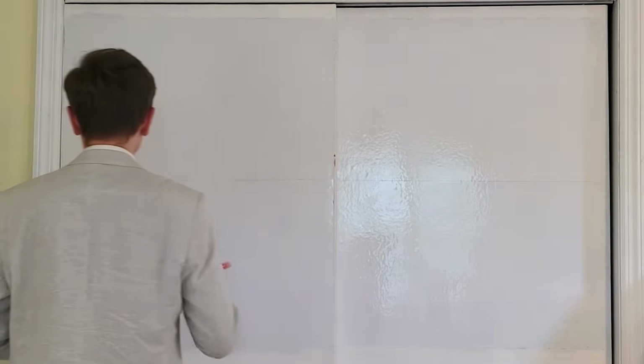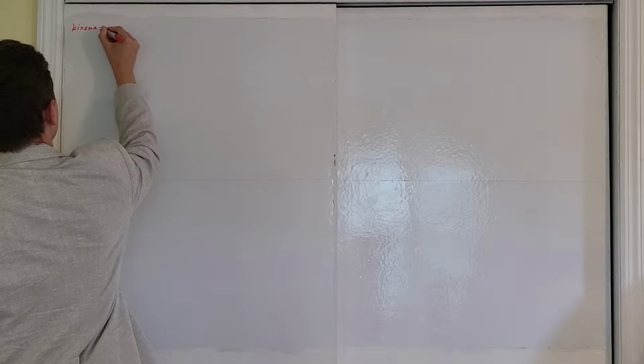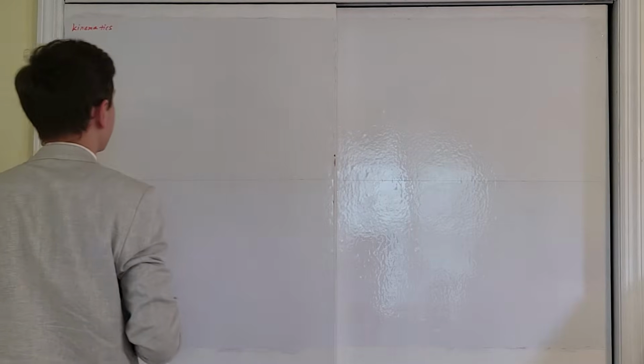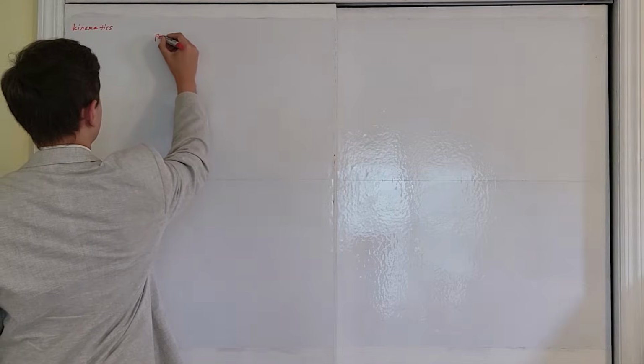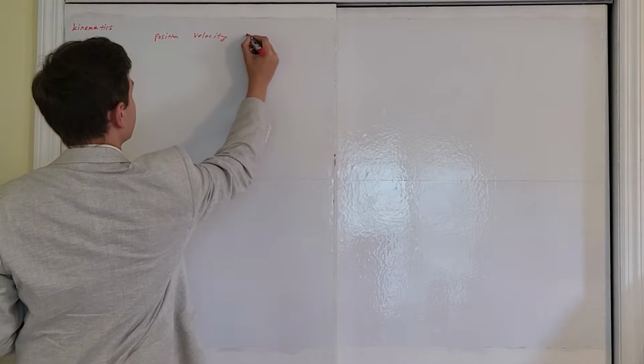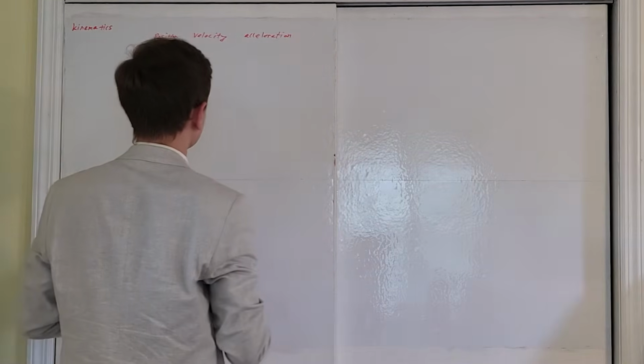So with Unit 1, the title of this unit is called Kinematics. Okay? And the principle of kinematics revolves around three quantities. That is position, velocity, and acceleration. All right, and we're going to do a very deep dive into precisely what each of those are.